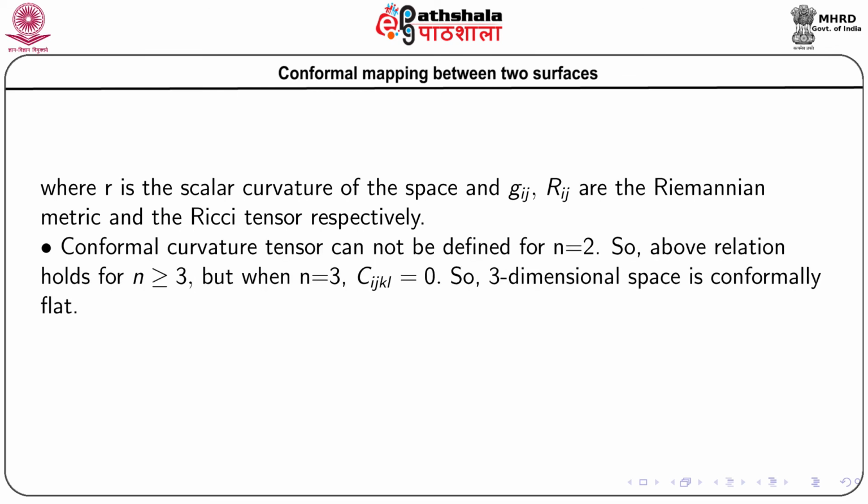Now, conformal curvature tensor cannot be defined for n equals 2, it is defined for n equals 3 and above, but for n equals 3 we can easily see that C i j k l is equal to 0. So, a 3 dimensional space is conformally flat.